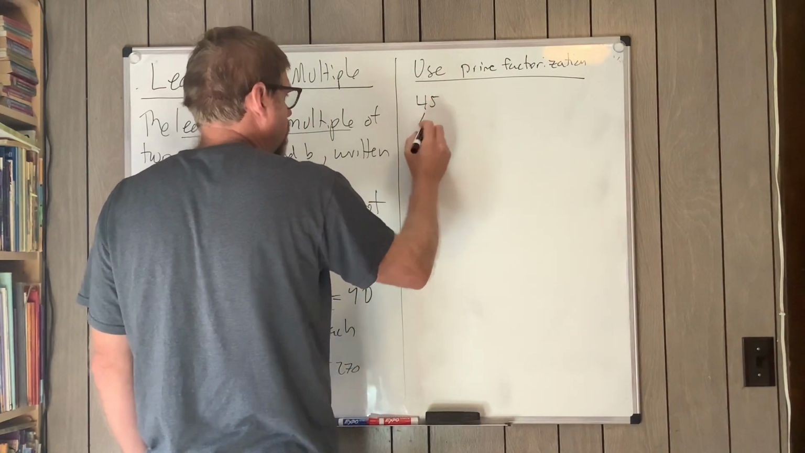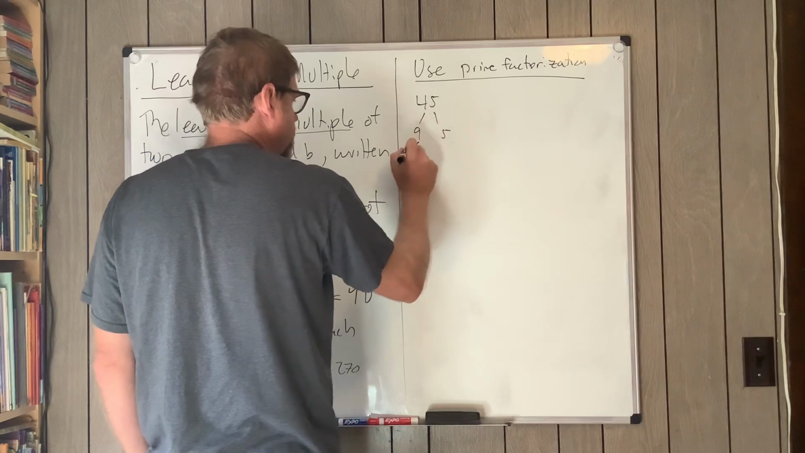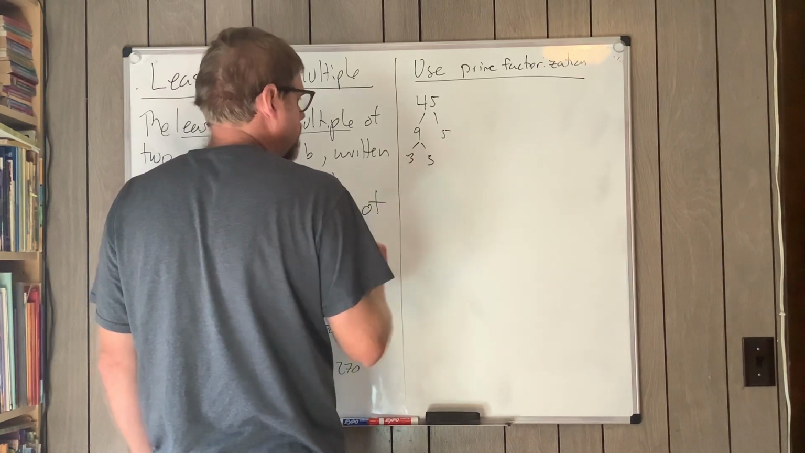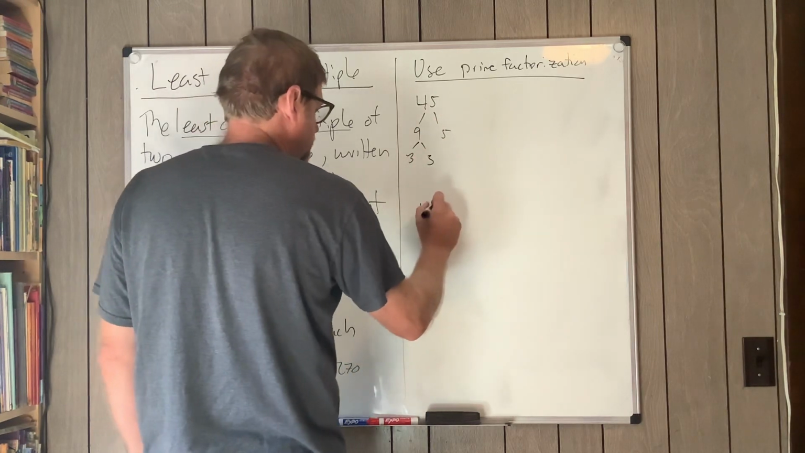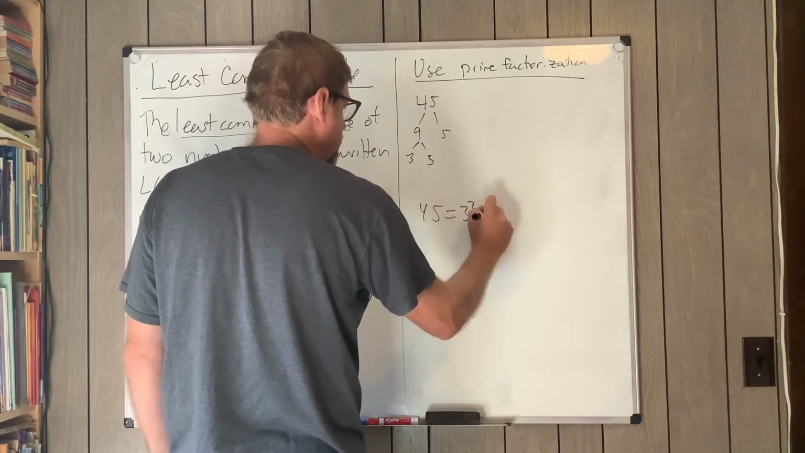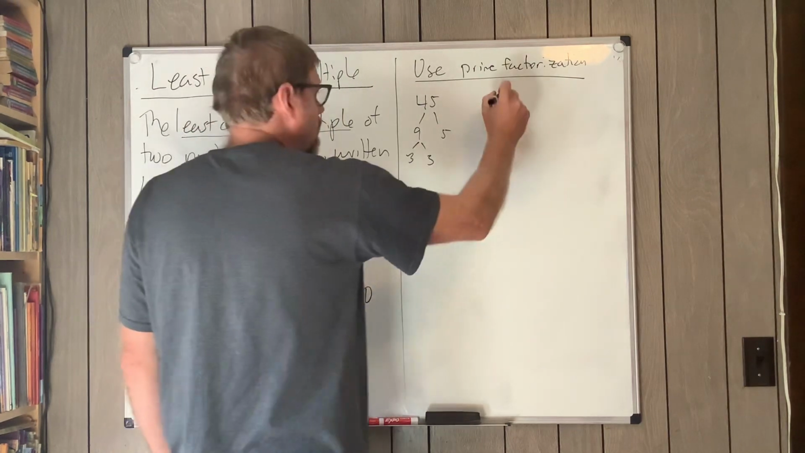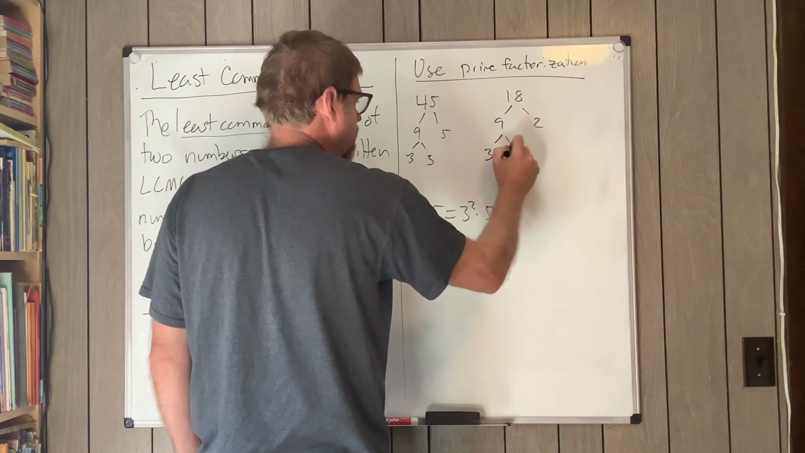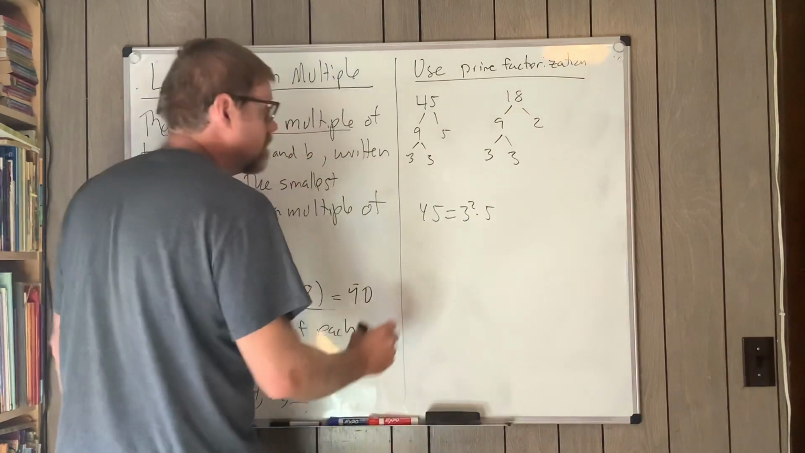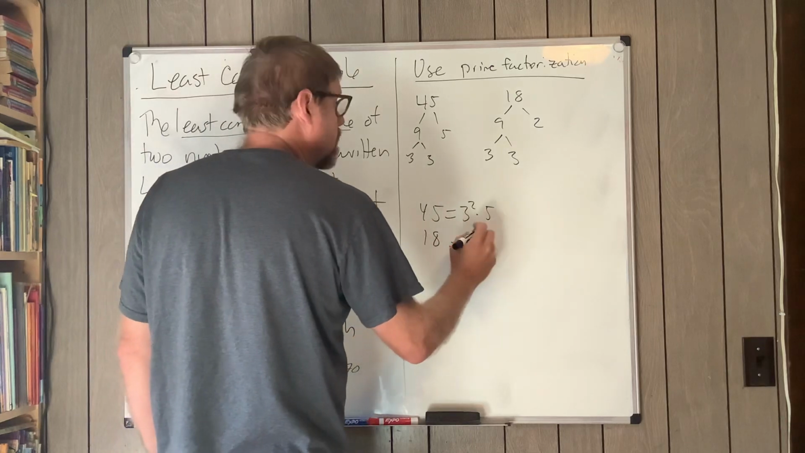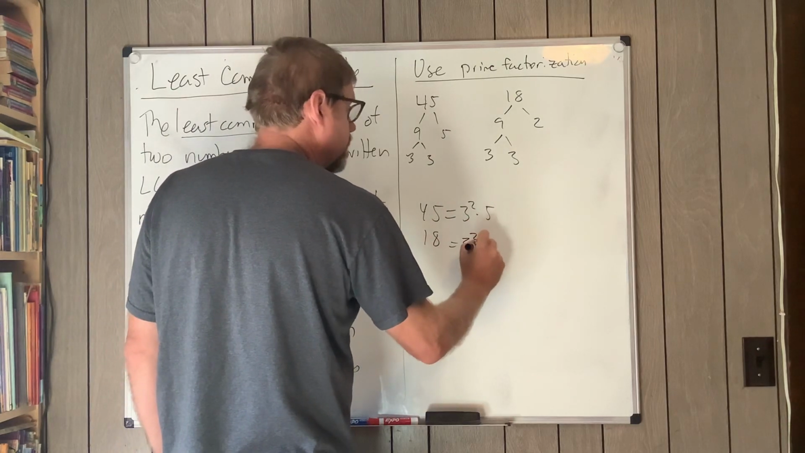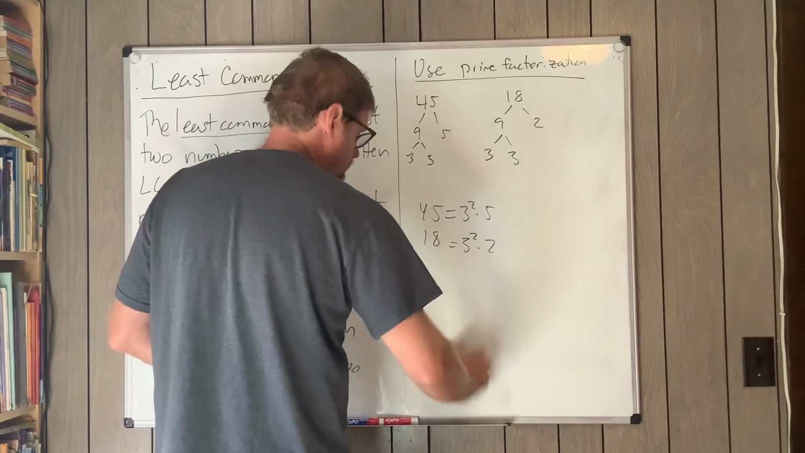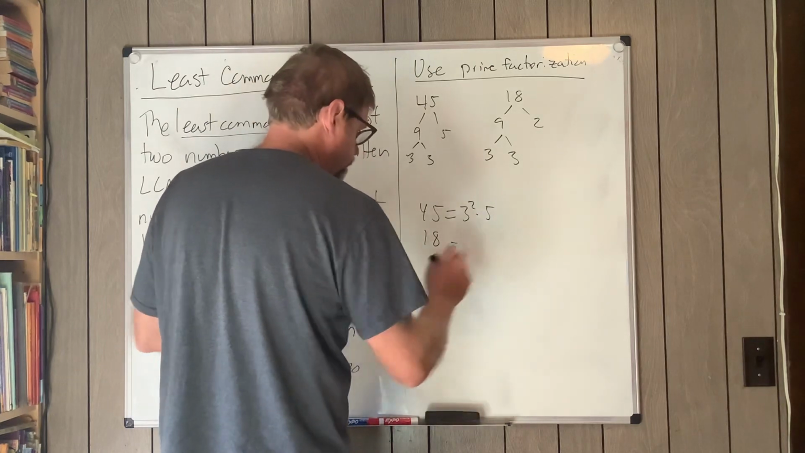Let's see, so 45, again, is 9 and 5, and 9 is 3 and 3. So I'm going to say 45 is 3 squared times 5. 18 is 9 and 2, which is 3 and 3. Right, so 18 is 3 squared times 2. And I usually write the 2 first.